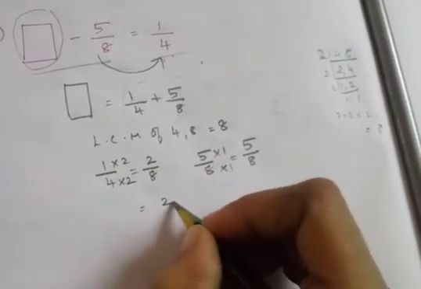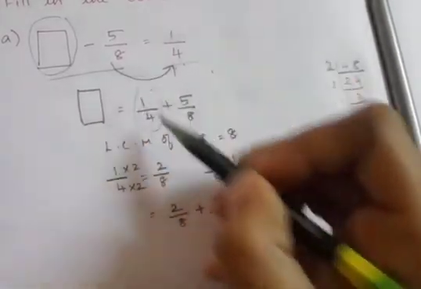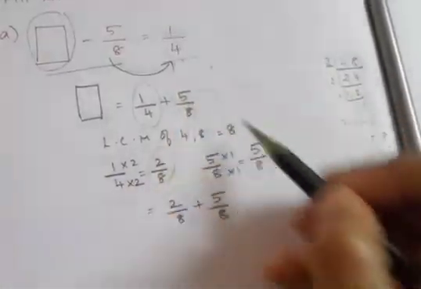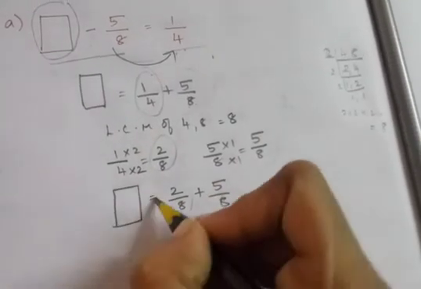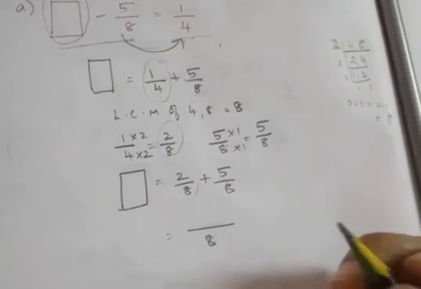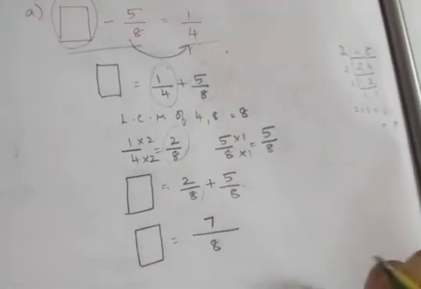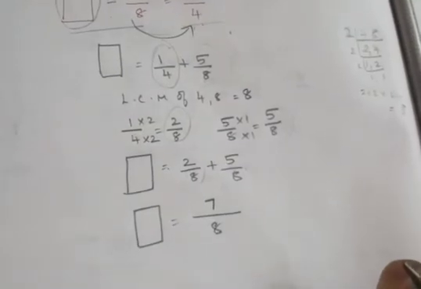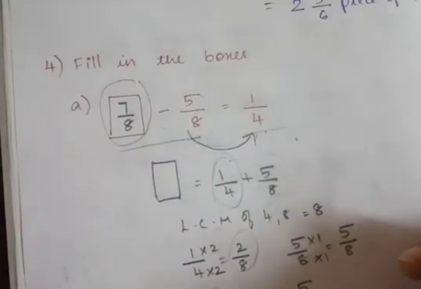So now 2 by 8 plus 5 by 8. Instead of 1 by 4 I wrote 2 by 8, and instead of 5 by 8 I wrote 5 by 8. So box is equal to 2 by 8 plus 5 by 8. Now the denominator 8 stays as such, and 2 plus 5 is 7. So what is the box value, children? 7 by 8. So the missing number here is 7 by 8. You can check it.